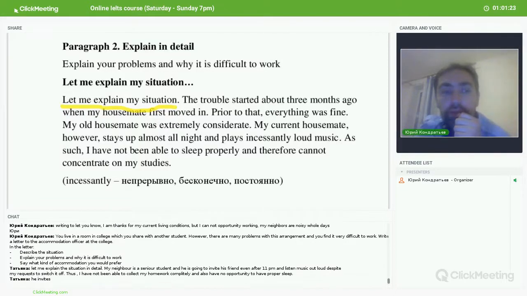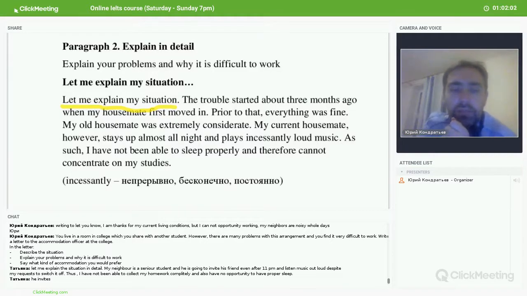He invites his friend, maybe friends. I don't think it's just one friend. Friends even after 11 p.m. and listens to music out loud. Out loud is spelled as one word. Despite my request to switch it off, thus I have not been able to collect my homework completely.